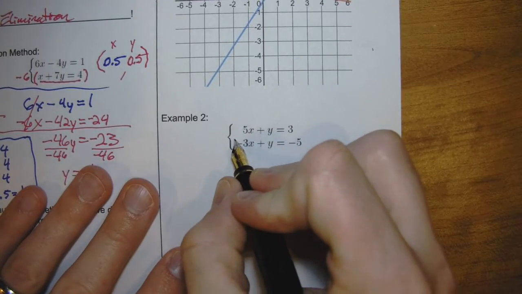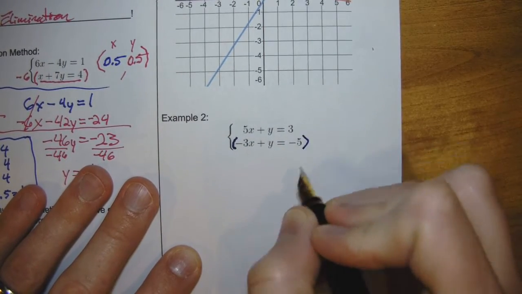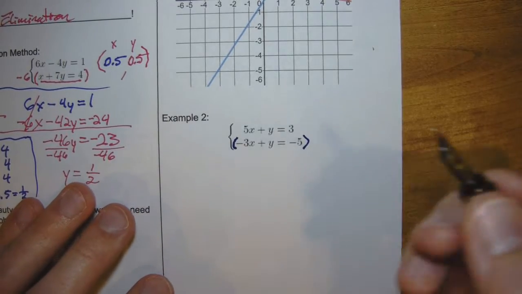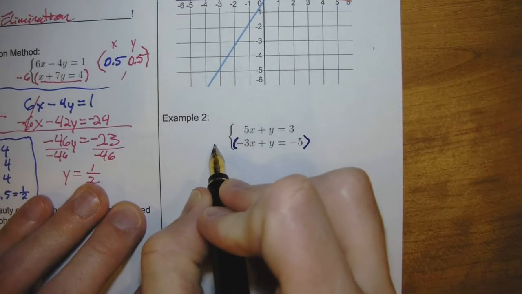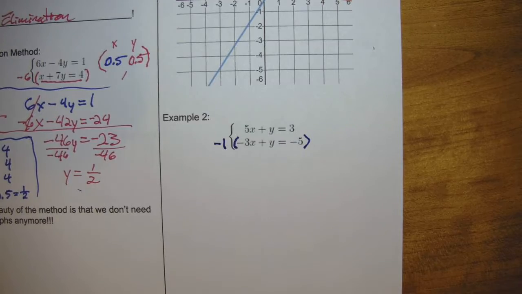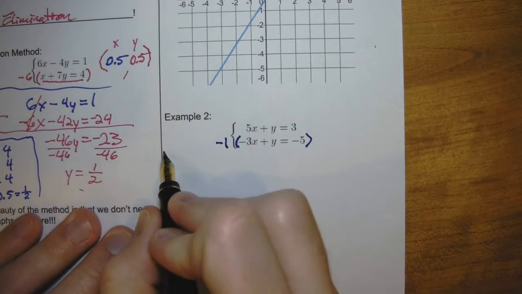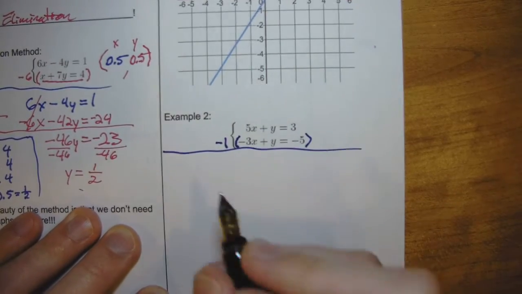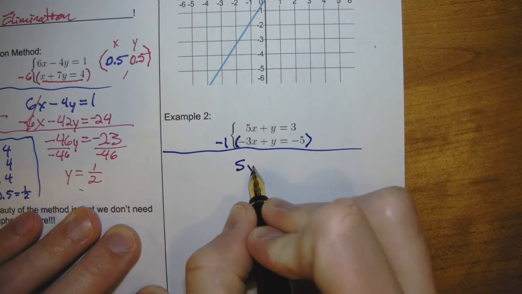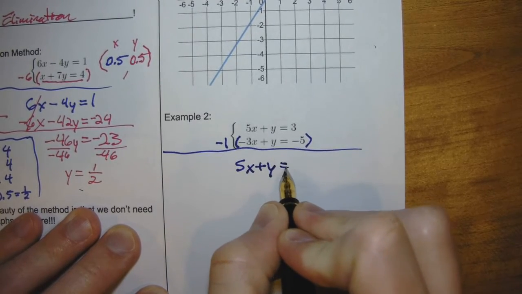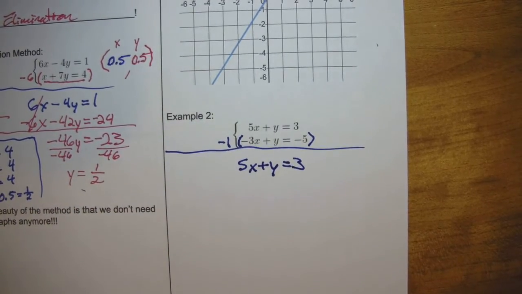Well, here's what I'm going to try. I'm going to multiply this bottom equation. And again, you could multiply by the top if you want, but I'm going to go with the bottom. I'm going to multiply everything by -1. All right, watch what happens. Top equation doesn't change. So this 5x plus y equals 3 business, that doesn't change.